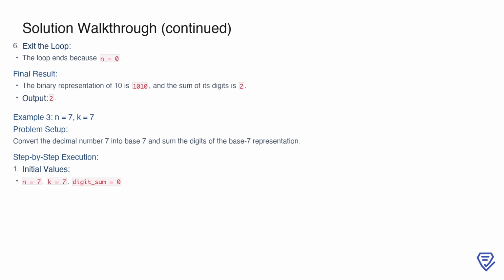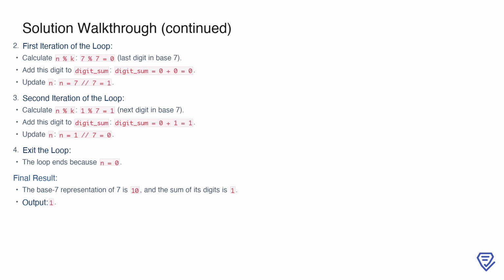For another example, let's consider n equals 7 and k equals 7. Here, we aim to convert the decimal number 7 into its base 7 representation and calculate the sum of its digits. As usual, we initialize n to 7, k to 7, and digit_sum to 0 before starting the loop. In the first iteration of the loop, we calculate n%k, which results in 0, the last digit of 7 in base 7. Adding this value to digit_sum keeps the sum at 0. We then update n using integer division by 7, which reduces it to 1.